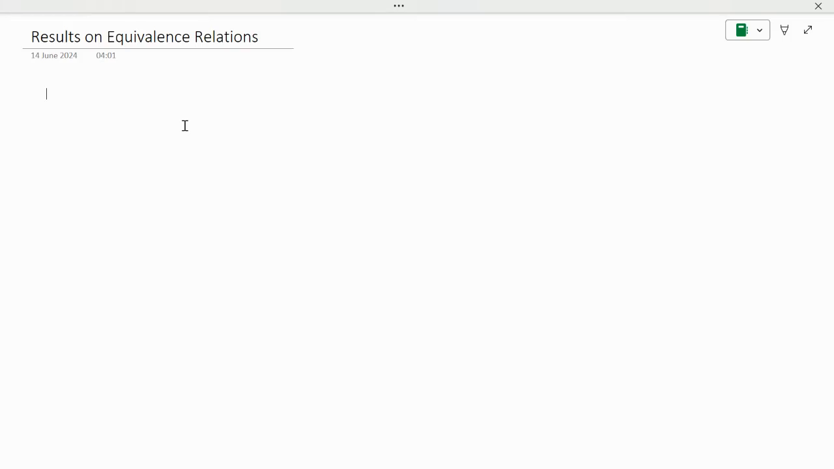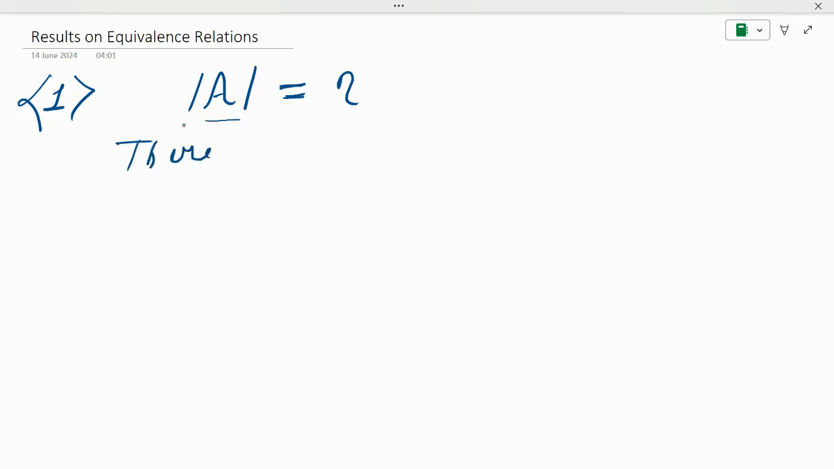Welcome back, and in this video we are going to learn some of the results on equivalence relation. We have already seen equivalence relation and equivalence classes, so we'll quickly go over some of the results. Let's say we have a set A with a cardinality of n, so the total number of elements present in set A is n.